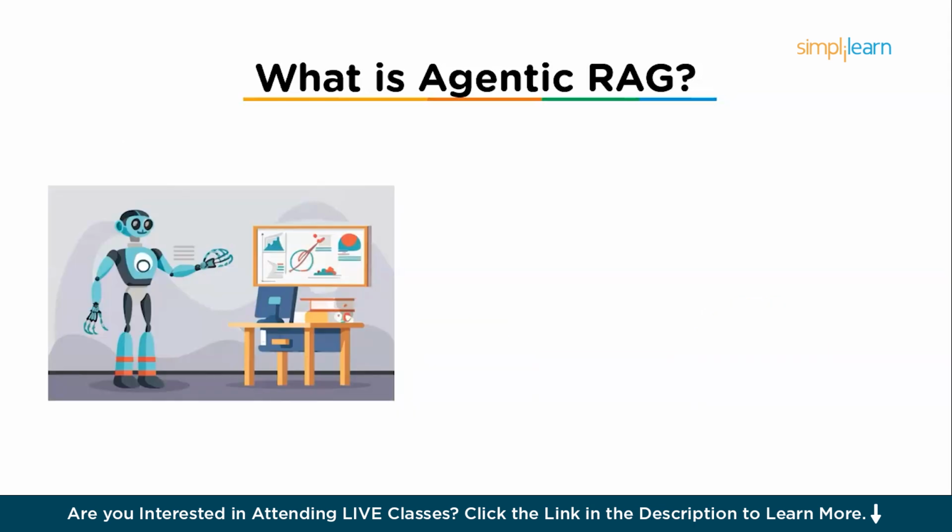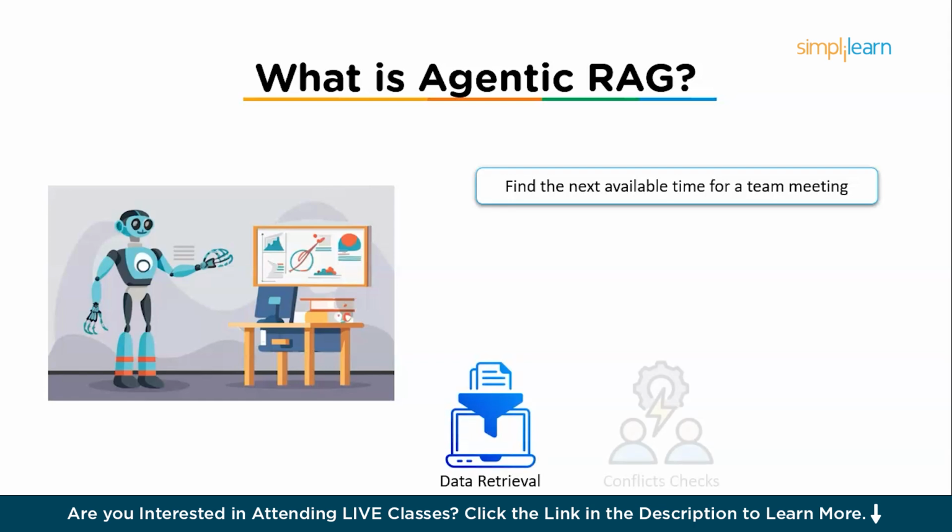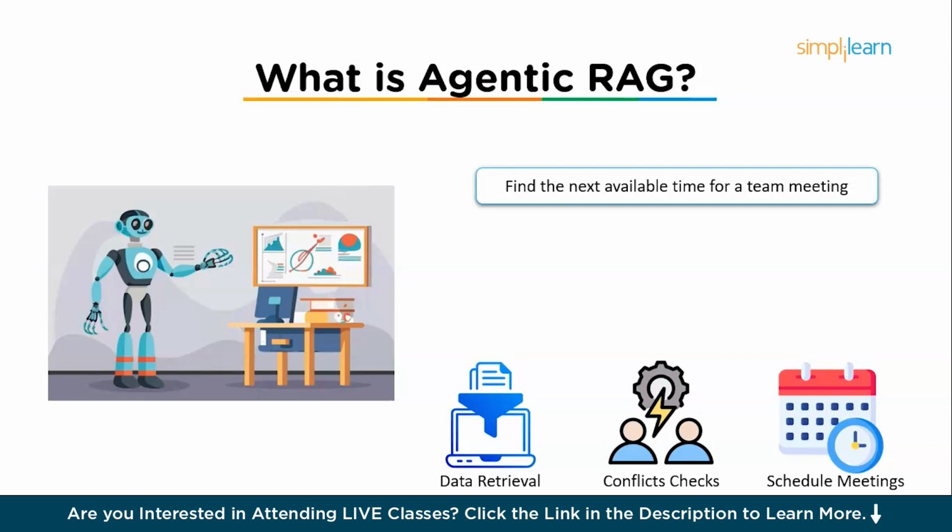So let's understand this with the help of an example. Consider a project management assistant powered by Agentic RAG. You ask it to find the next available time for a team meeting. The assistant retrieves the relevant data from your calendar, checks for conflicts, and autonomously schedules a meeting based on the availability of the participants without needing you to intervene.